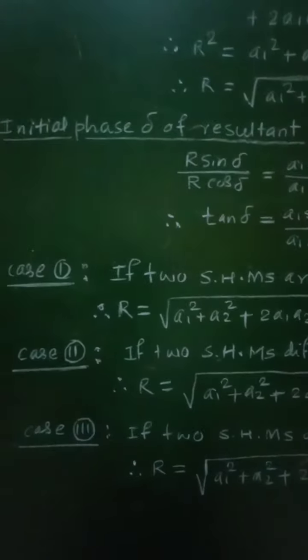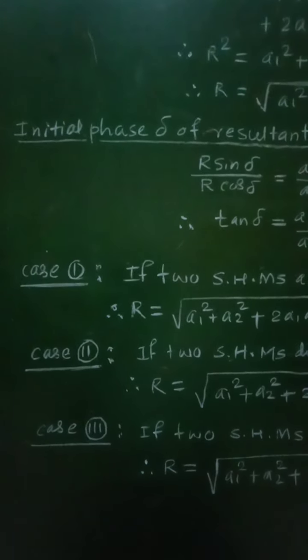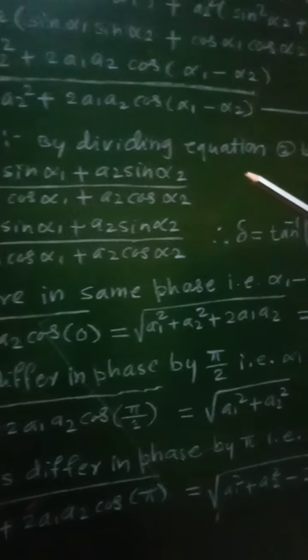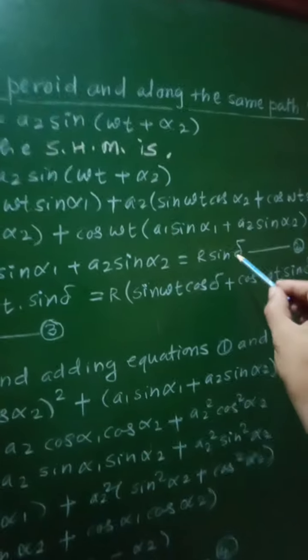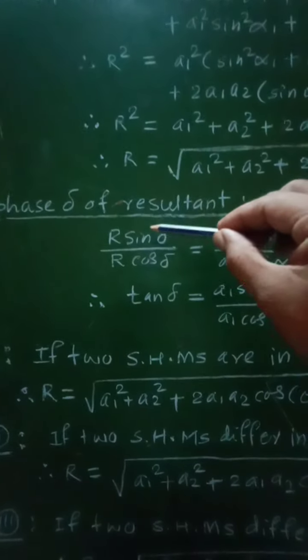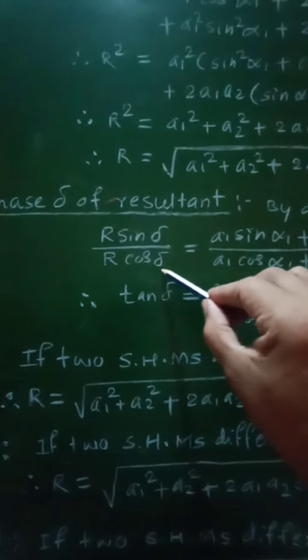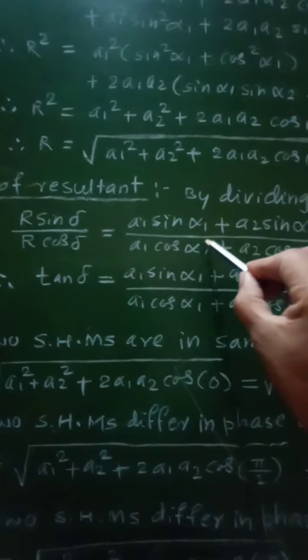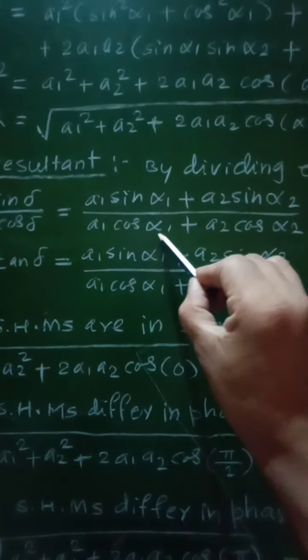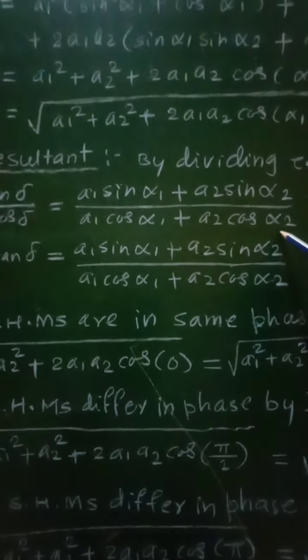So in order to obtain the expression for the initial phase delta of the resultant, divide equation 2 by equation 1. So equation 2 will be divided by this equation 1, and therefore dividing this we will get r sin delta upon r cos delta equal to a1 sin alpha 1 plus a2 sin alpha 2 divided by a1 cos alpha 1 plus a2 cos alpha 2.